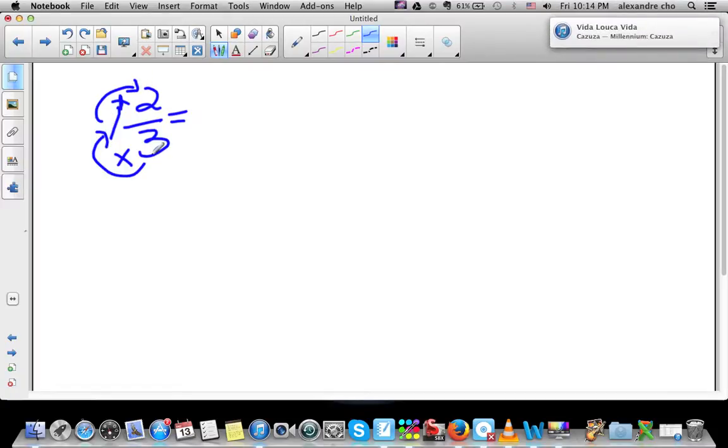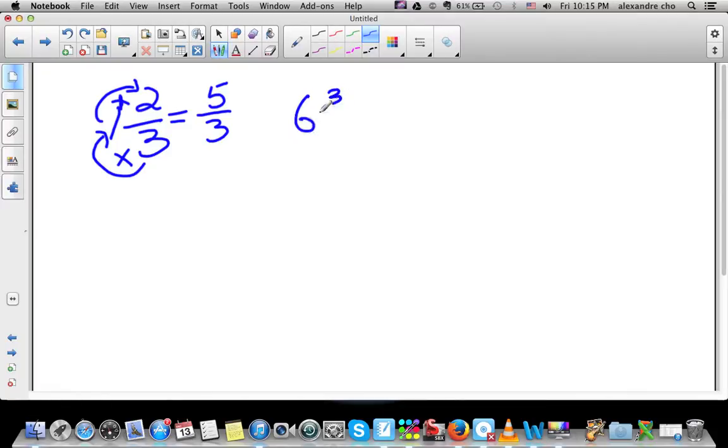So the first thing you want to do is multiply 3 times 1, which is 3, and add the product to 2. You get 5/3. So 1 2/3 is the same thing as 5/3. 6 3/4. Okay. 4 times 6 is 24, plus 3 is 27.